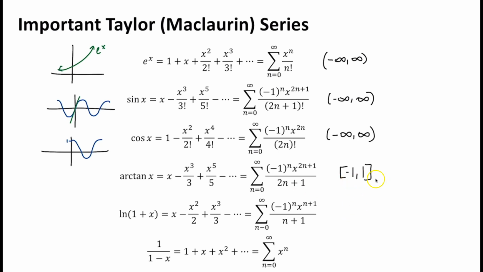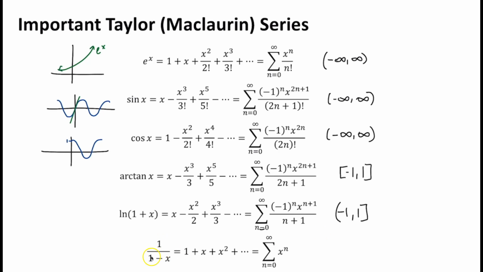including -1 and including 1. The expansion for the natural log of the quantity 1 plus x is x minus x squared over 2 plus x cubed over 3, and so on, with the general term looking like the sum from n equals 0 to infinity of -1 to the n, so there's an alternating factor, x to the n plus 1 over n plus 1. And this one also has a restricted interval of convergence. It's going to be -1, but not including -1, up to 1 and including 1.